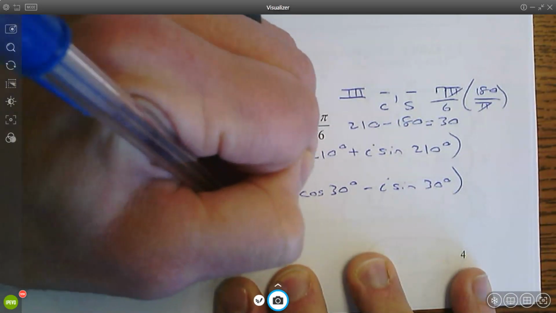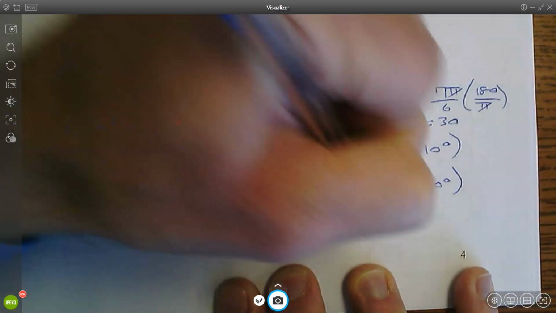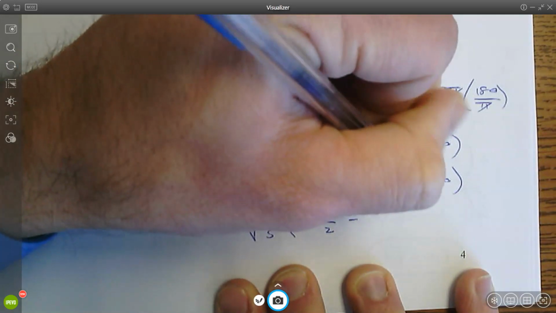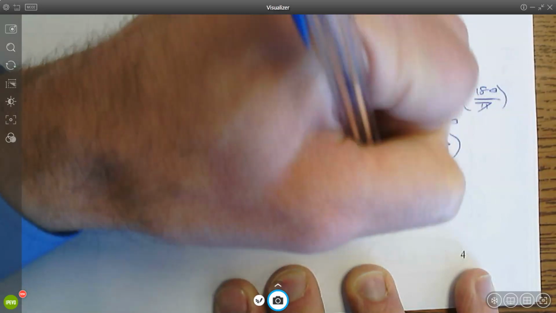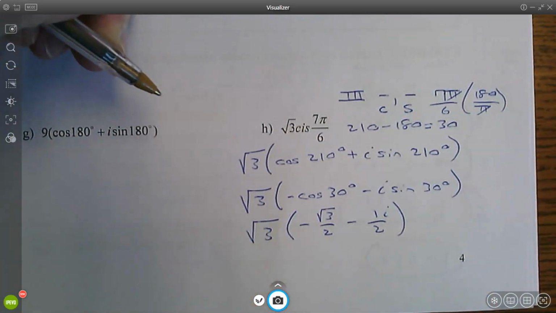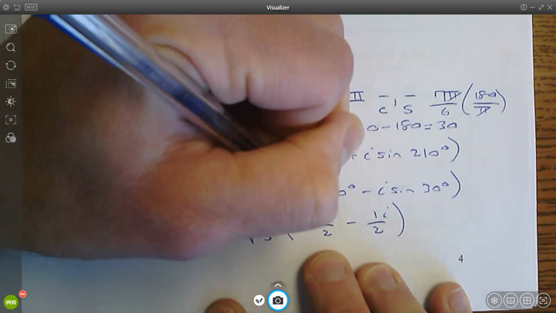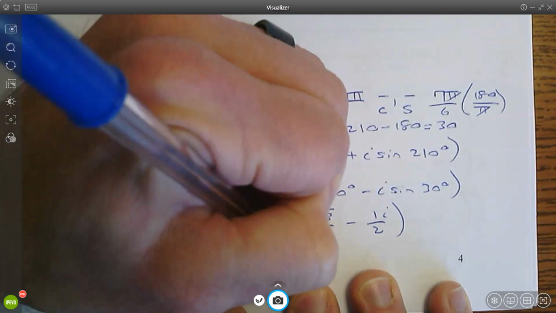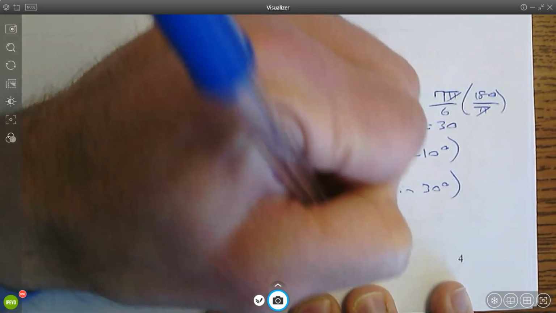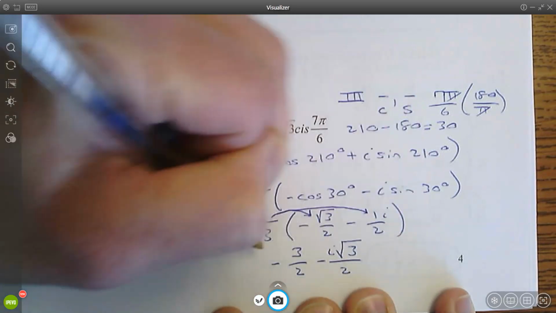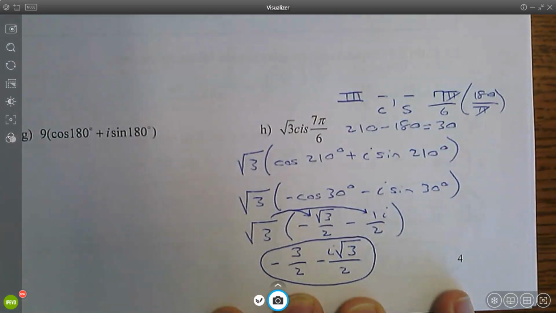Using your exact value table, cosine is negative square root of 3 divided by 2, minus sine is 1/2. The I goes in the numerator. And then you're just going to distribute here. The square root of 3 times itself is 3, so this is going to be negative 3 halves. The square root of 3 times that negative 1 is negative square root of 3. The I is going to be in the numerator. So negative 3 halves minus I times the square root of 3 divided by 2.